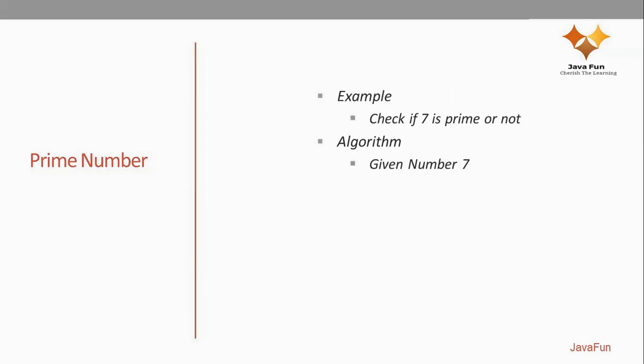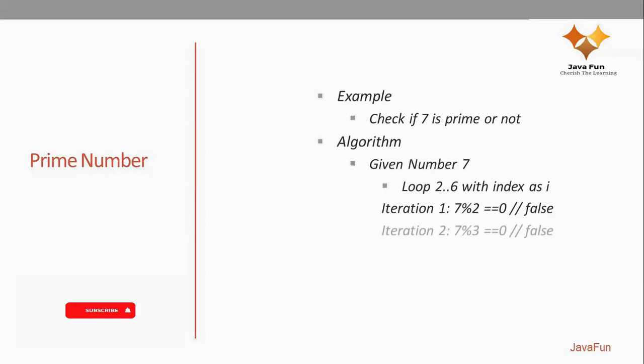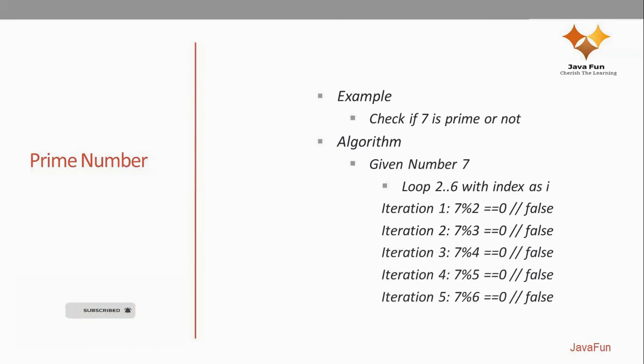Let's check one example. Let's check 7, and I'm running a loop from 2 to n minus 1, which is 2 to 6. In my first iteration, I'll divide 7 by 2. Remainder is not 0. Okay, 7 by 3, remainder is not 0, then 4, 5, 6. So in all these cases, remainder is not 0 basically. So that's why 7 is a prime number.